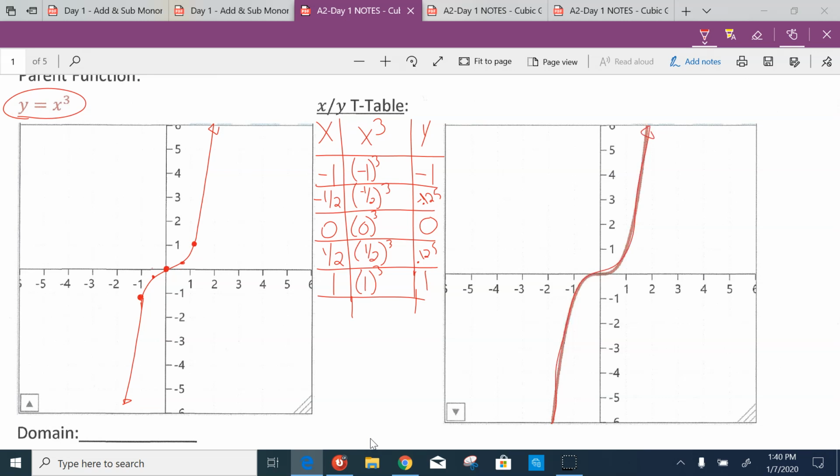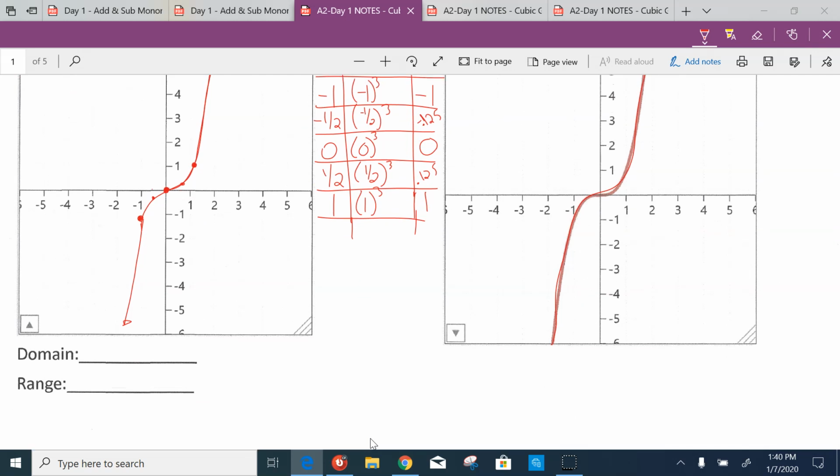So the parent function of y equals x to the third is this nice little curve that goes from the bottom left, rises to the origin, and then continues increasing up to the right. Now, we are asked on the bottom of this to describe its domain and range. And this is actually really easy with cubics. The domain, from left to right, it starts from -infinity, and then as it goes to the right, it goes to +infinity. Another way of saying that is all real numbers.